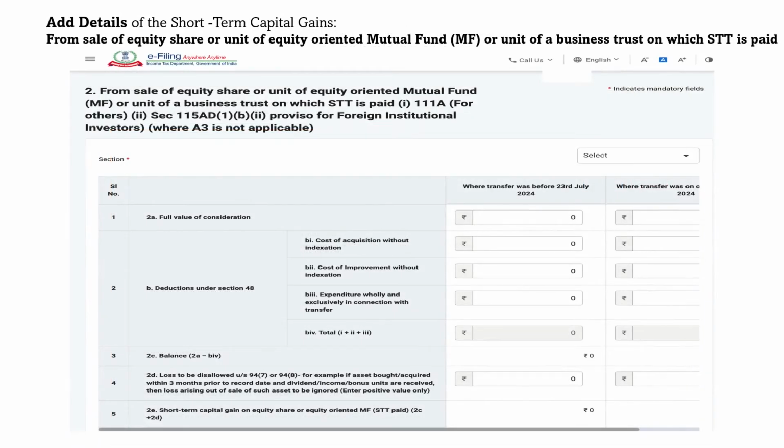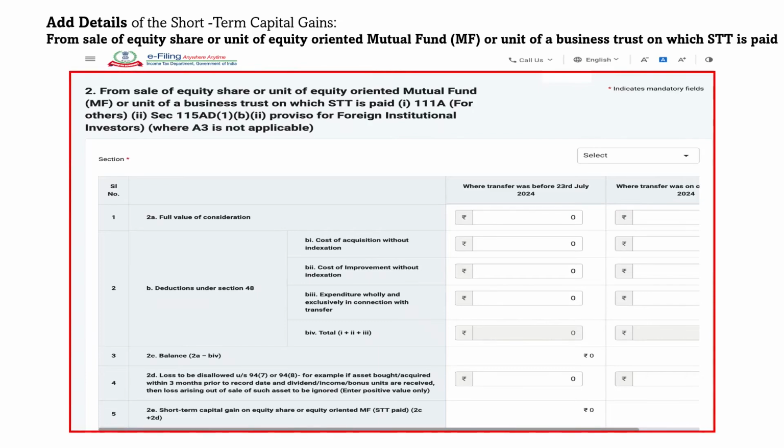You may also add the details of short-term capital gains from sale of equity shares or unit of equity-oriented mutual funds or unit of a business trust on which securities transaction tax is paid. Please note, as per the provisions of Finance Act 2024, you may provide the breakup of short-term capital gains before 23rd July 2024 and after 23rd July 2024.